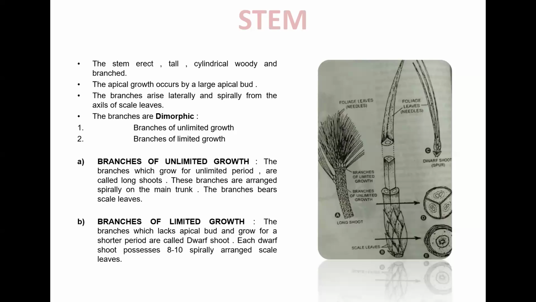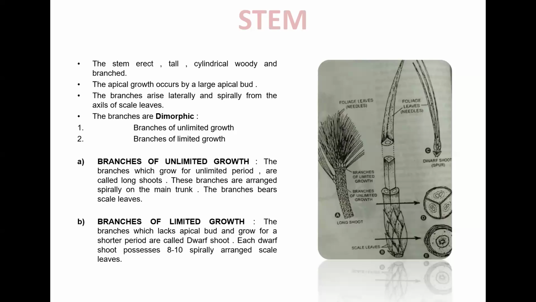So this we have already done. Next, when we talk about the stem, it is very tall. It is erect with a cylindrical, woody and branched stem. And the apical growth occurs by a large apical bud. The apical meristems, which are located in the tip of the stem, through that the apical growth occurs. And the branches arise laterally and spirally from the axils of the leaves.